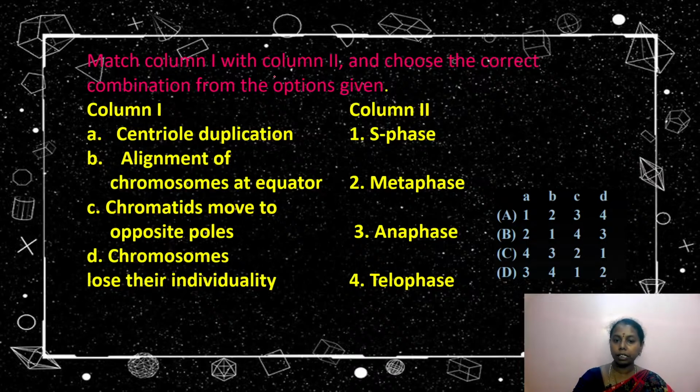Match column 1 and column 2 and choose the correct combination from the options given is the next question. Yes, my dear Sanjay, it is A. Very good. You are rocking. Excellent answer by you. We are discussing questions on cell cycle and division, as you know a very important chapter. Now it is a match type of question. Try to solve it, children, and answer me.